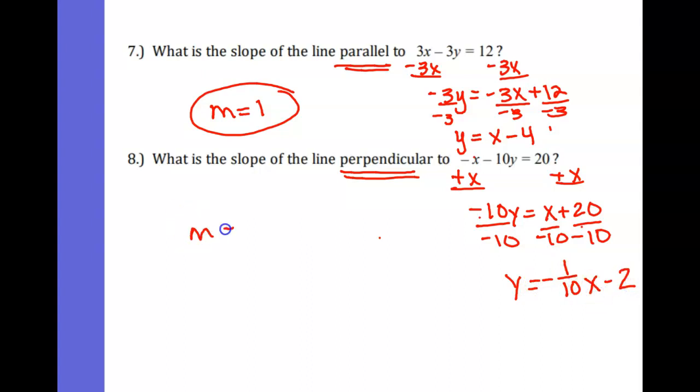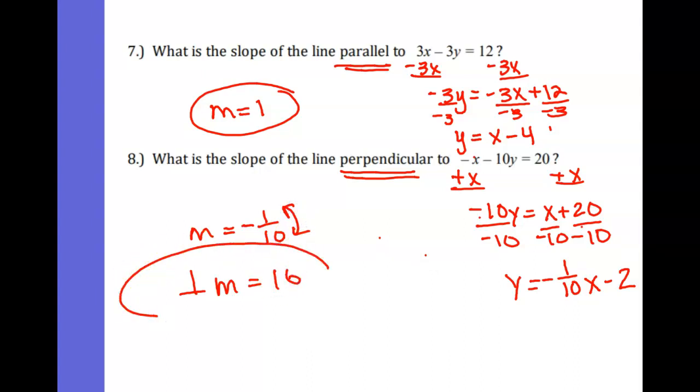So my slope is negative 1/10, but my perpendicular slope is the negative reciprocal. So when I flip it, I get 10 over 1, and it's the opposite, so it's going to be 10. All right, it's going to be 10.